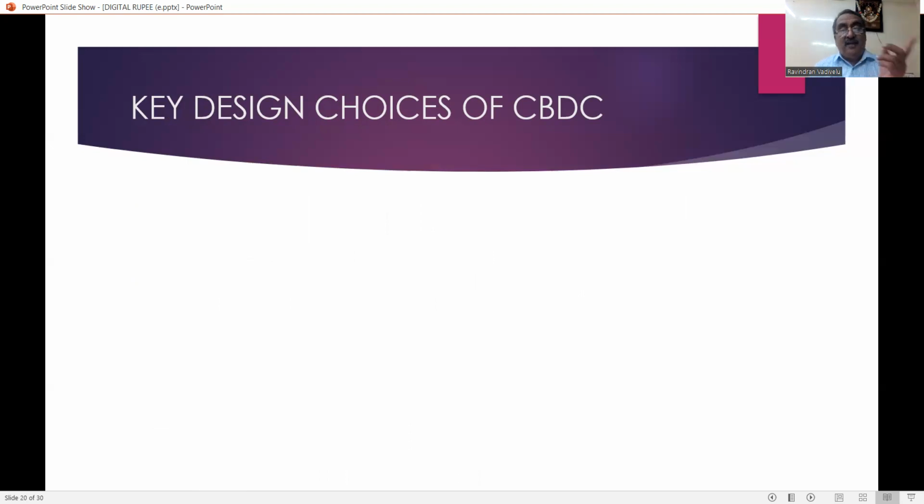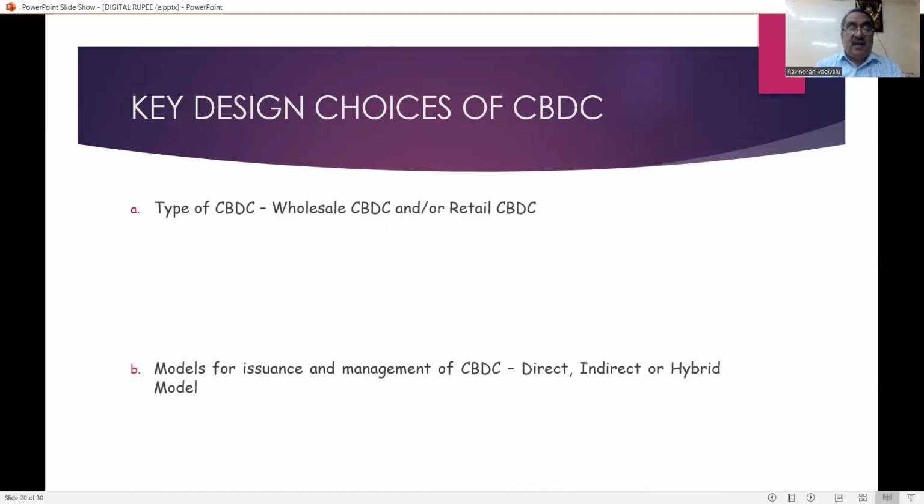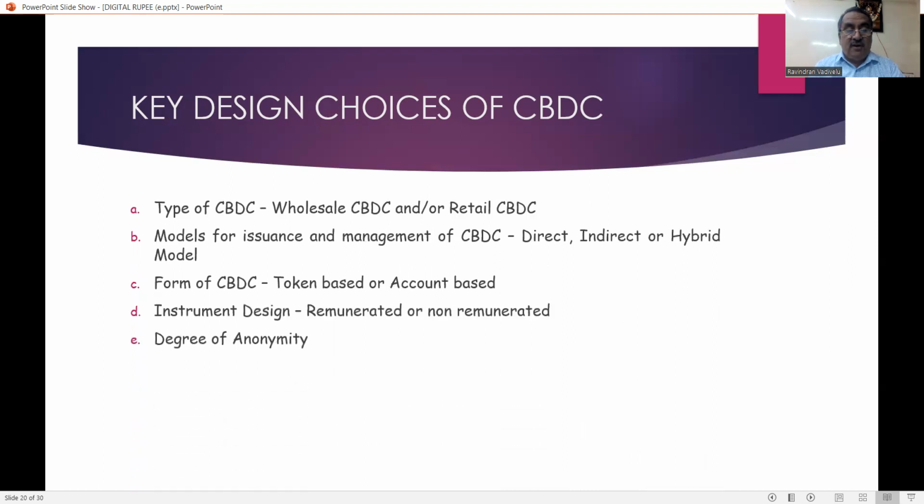And the key designs, that is the main design. They are saying that key designs are a choice. There are some five methods. That is the type of CBDC, that is wholesale CBDC and retail CBDC. Wholesale means between the intermediaries you can transact, and retail means between intermediaries and the public you can make the transaction. Then the model of issuance or management of CBDC is direct, indirect or hybrid, and the form of CBDC is token based or account based. We'll discuss everything in detail. And instrument design is remunerated or non-remunerated, and then degree of anonymity. Let us go and we'll have a small discussion about each and everything.